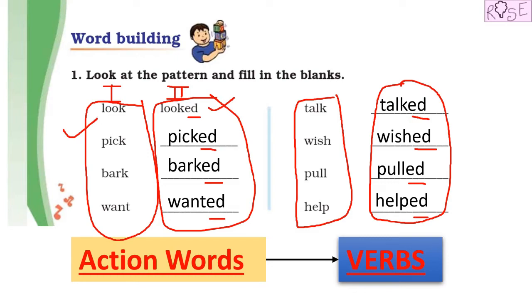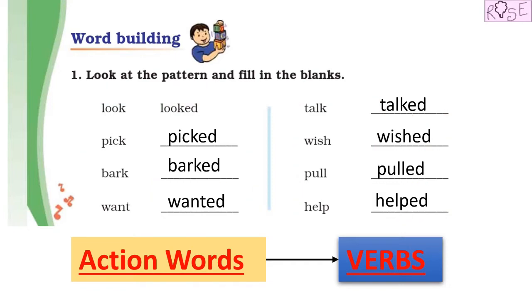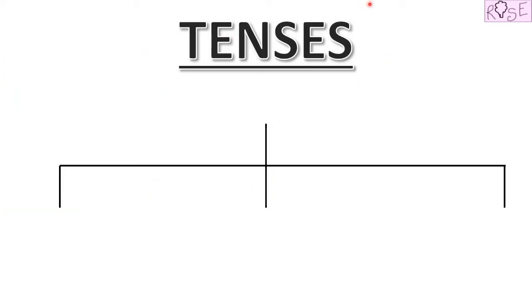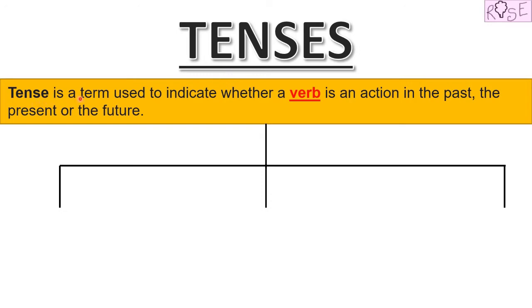It happened already. So before learning what past and present tense mean, we should first understand what tenses means. So let us start learning that. Okay, tenses. So what are tenses and what do they tell about a verb? Tense is a term used to indicate whether a verb is an action in the past, the present or the future.